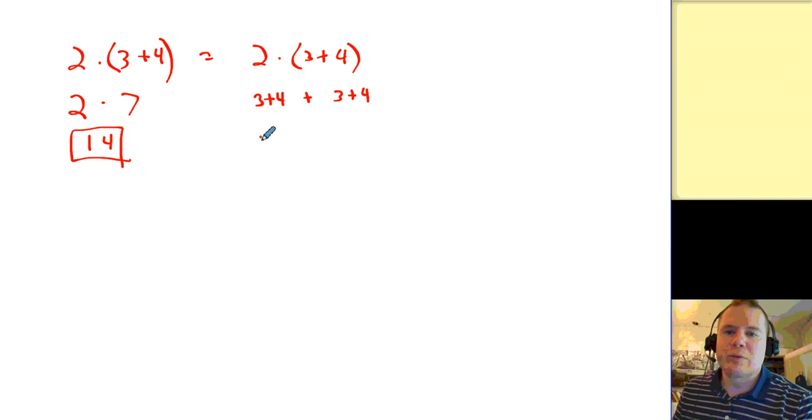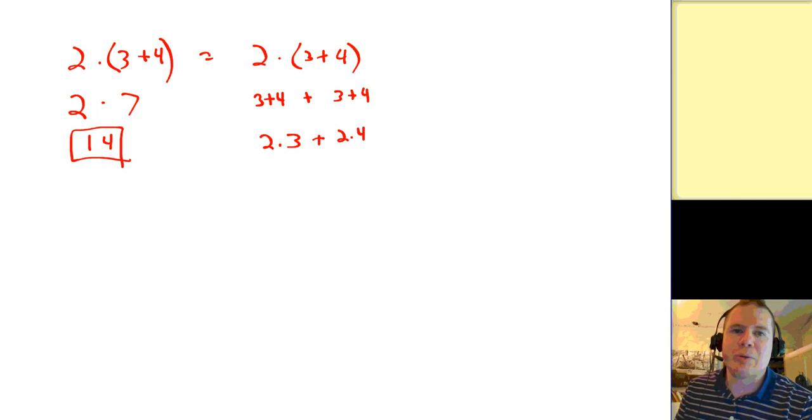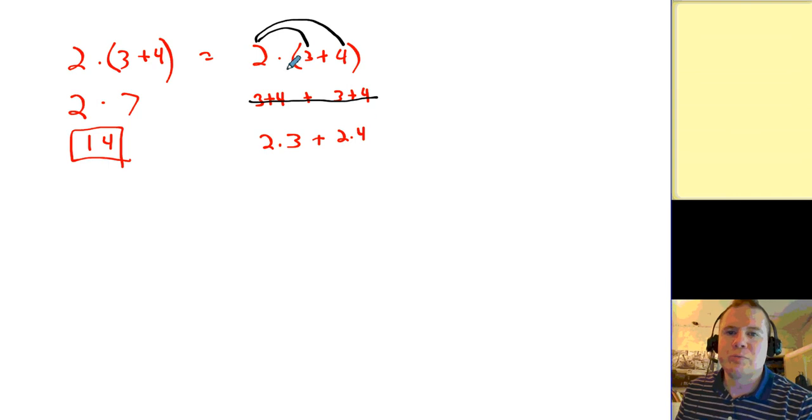Well, we usually just skip this step. I don't bother to write 3 plus 4 plus 3 plus 4. I'm just saying I have 2 3's and I have 2 4's. Making this little rainbow kind of takes the place of organizing my thoughts this way. 2 3's gives me 6. 2 4's gives me 8. And 6 plus 8 is 14.